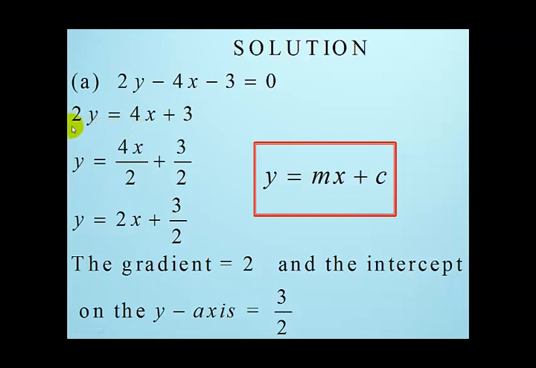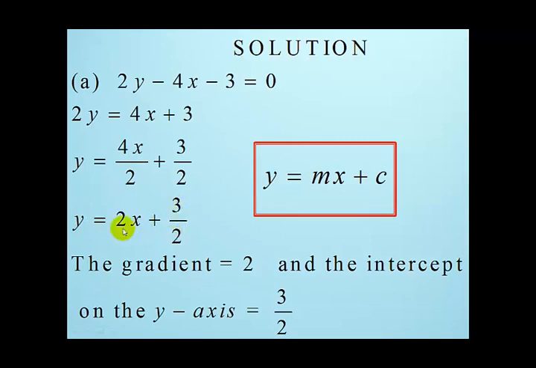Dividing 2y by 2, we are left with y. This is equal to, when we divide 4x by 2, we have 4x divided by 2 plus, when we divide 3 by 2, we have 3 over 2. Now 4x divided by 2 is equal to 2x because 2 goes into 4 2 times. So y is equal to 2x plus 3 over 2.